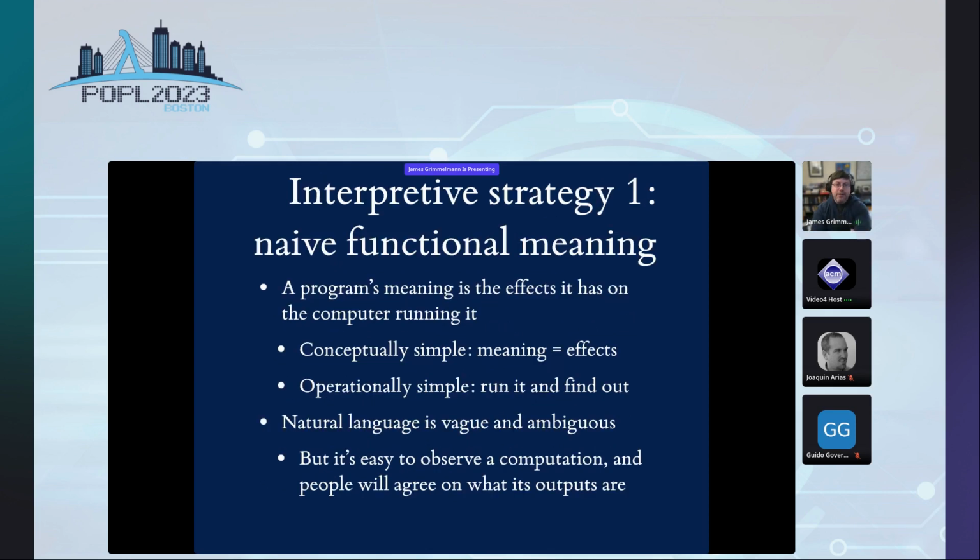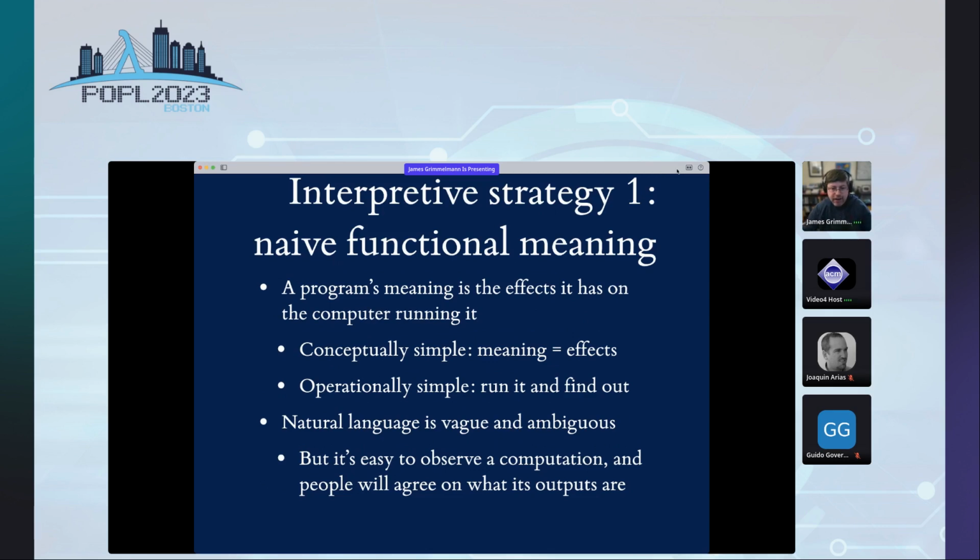So this gives us a first interpretive strategy for thinking about what a program means. I call this naive functional meaning, and it just says, for judges, for legal purposes, a program's meaning is what it causes a computer to do. This is conceptually simple because it means that you link a semantic concept, the meaning of the program, to its functional effects in terms of how it causes the computer to change state. It's also operationally very simple for a judge or other legal interpreter to carry out because you have a very clear decision procedure for deciding what the program means.